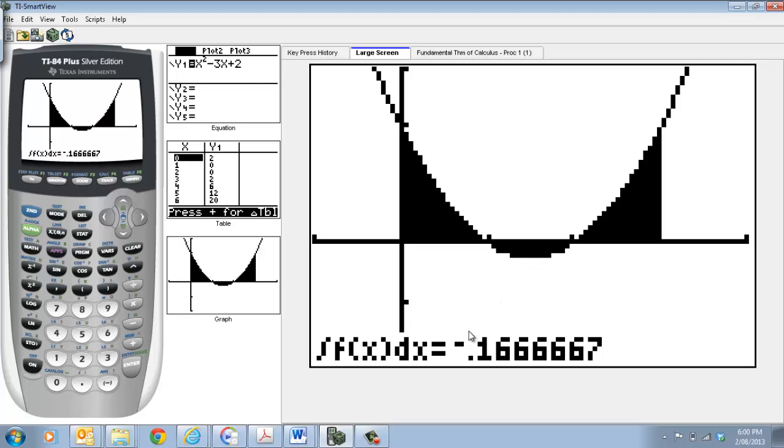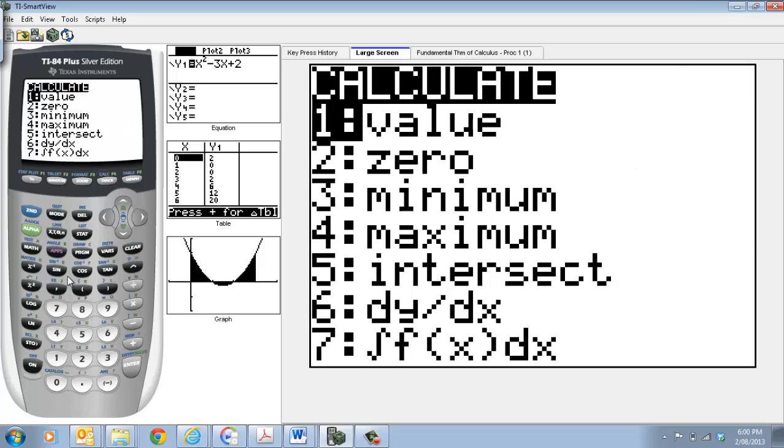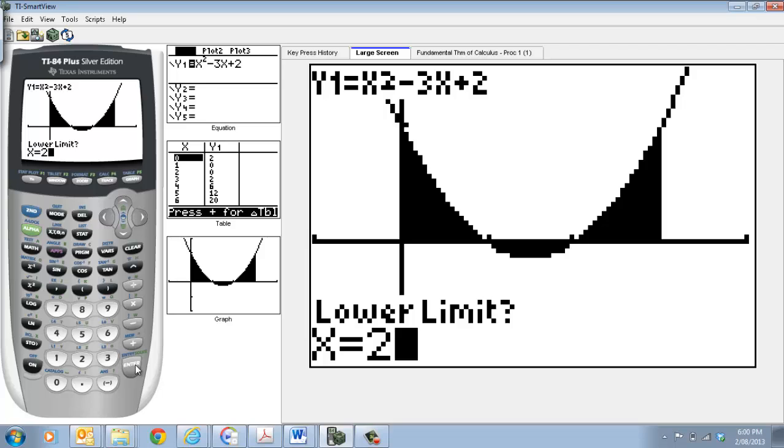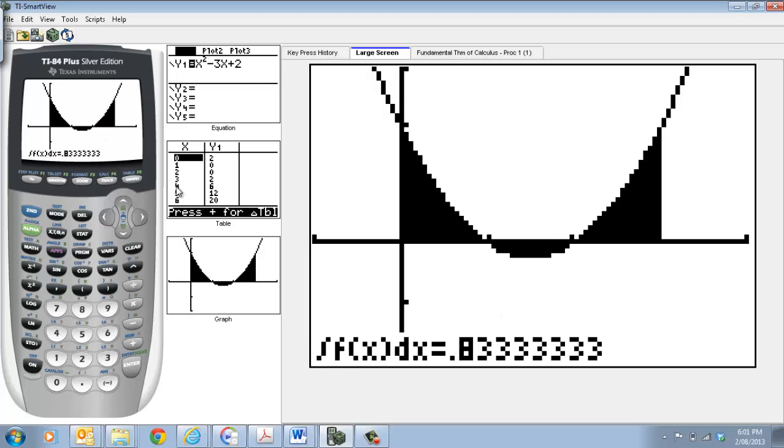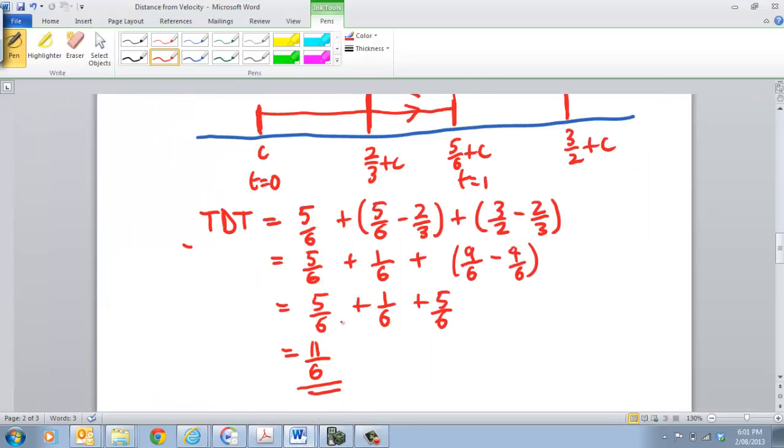So we can't treat it as a negative. We have to treat it as a positive. And then the next bit, you go into your calculator, and you can see that if I go to number 7 again and go from 2 to 3, and I apologise that you can't see the thing moving, but I've already done it in the previous example. So in terms of that, you get the same distance, which is 5 on 6, and that matches with what we see over here, 5 on 6, 1 on 6, and 5 on 6. So that gives us our total distance travelled.